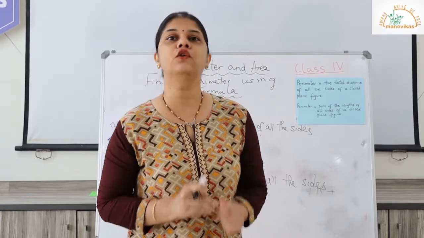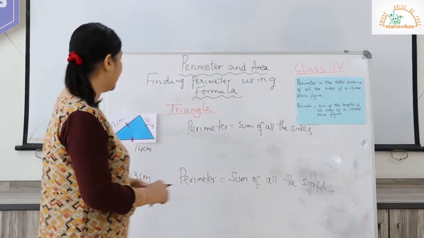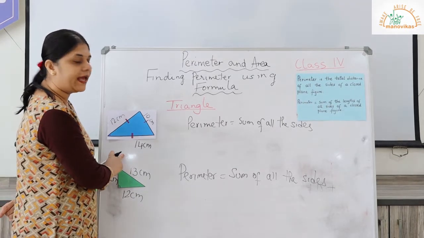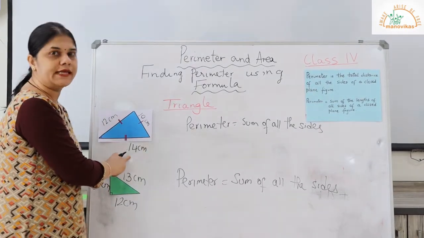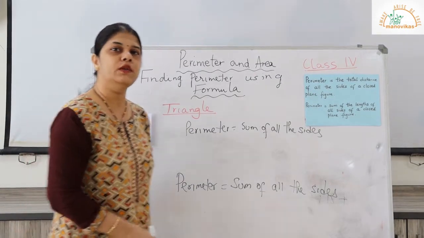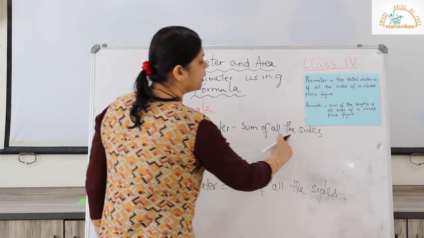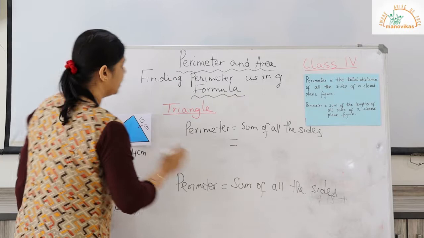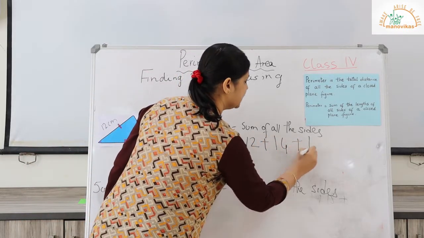First we will see how to find perimeter of the given triangles. Again, look at this triangle here. This triangle has length 12 centimeters, 10 centimeters and 14 centimeters. We all know that the perimeter of a triangle is the sum of all the sides. Now, add up all the sides, children. 12 plus 14 plus 10.